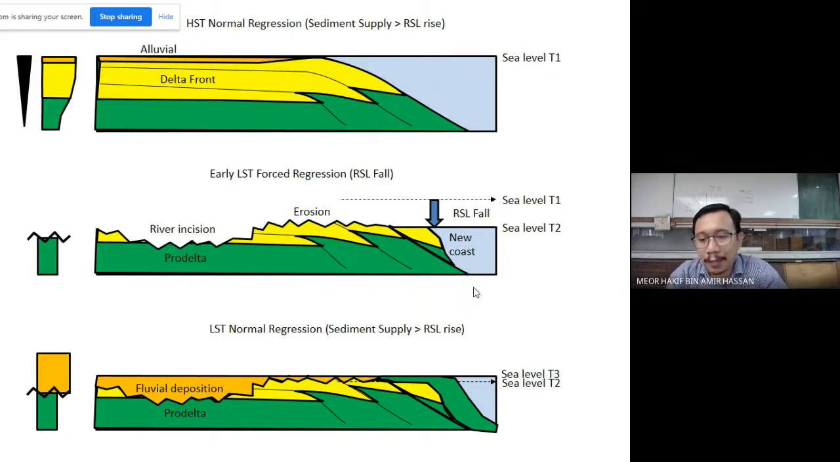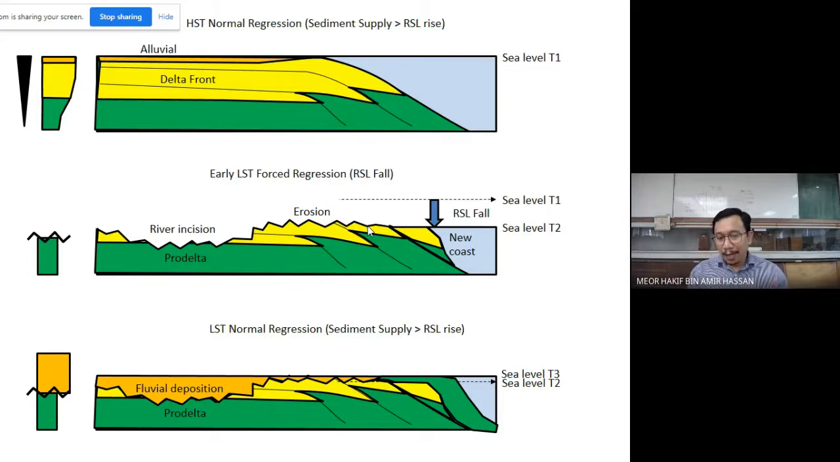Okay? And further seaward here is not an unconformity, it is a correlative conformity. Okay, no unconformity here, but it can be traced. So that is why you get an unconformity. That is your sequence boundary.